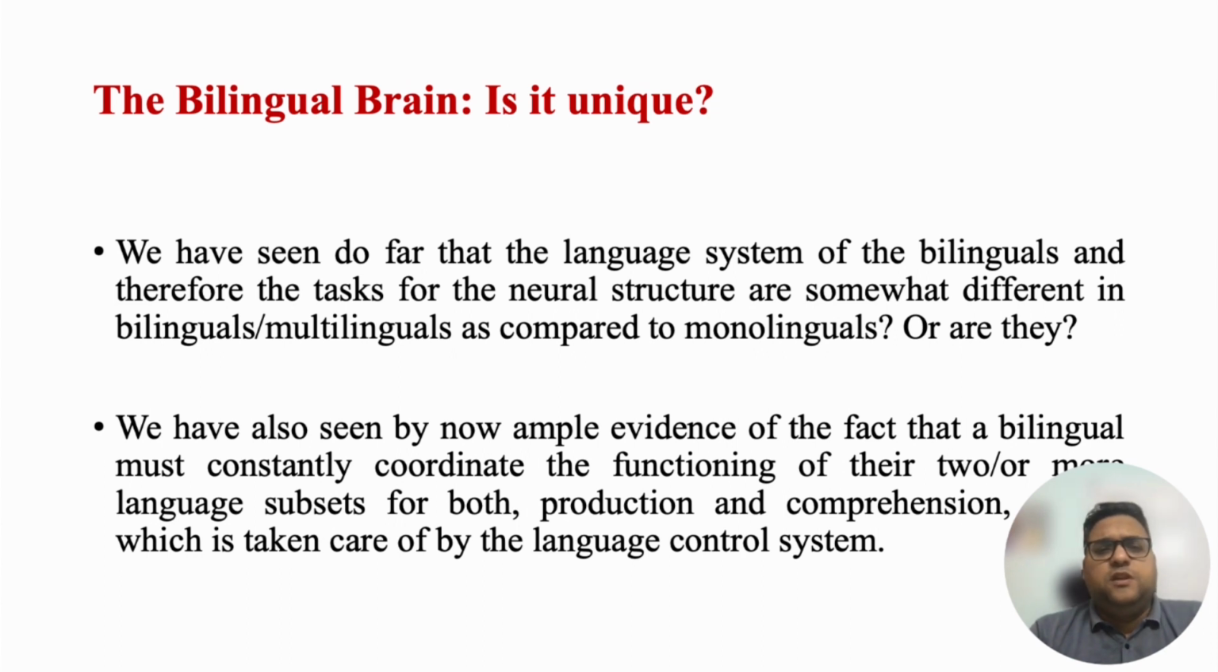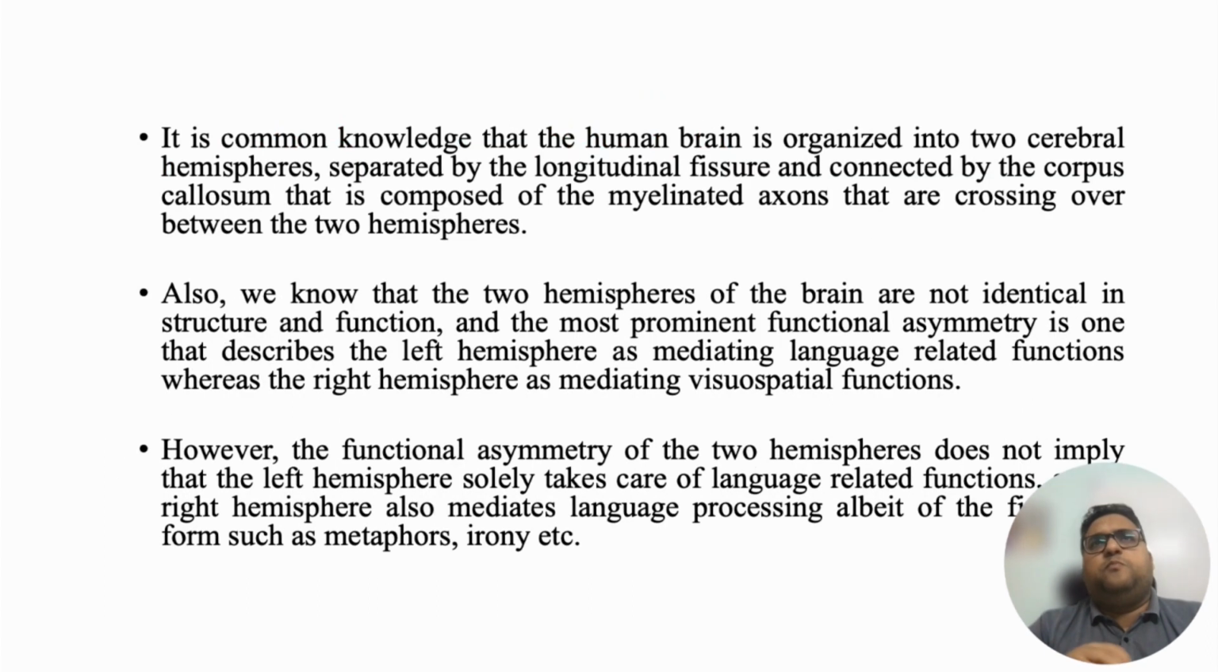We have seen by now ample evidence of the fact that a bilingual must constantly coordinate the functioning of their two or more languages for both production and comprehension, and also that they require an elaborate system of control for managing these two languages. So before we go into the detail of the bilingual brain, I would like to recap a little bit for you about the basic principles of organization of the brain, which I have elsewhere covered in the course on Introduction to Brain and Behavior.